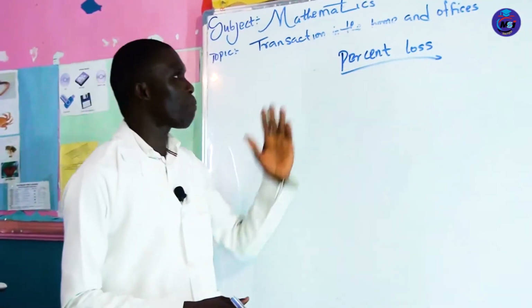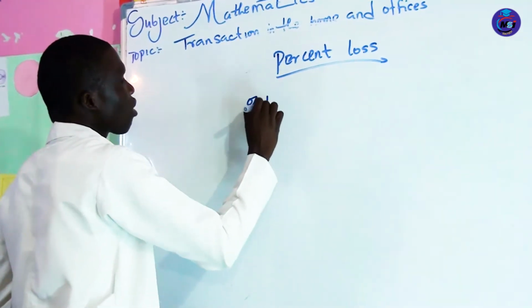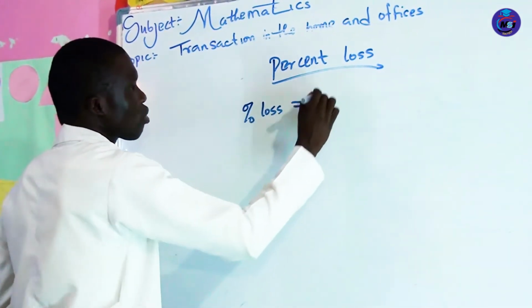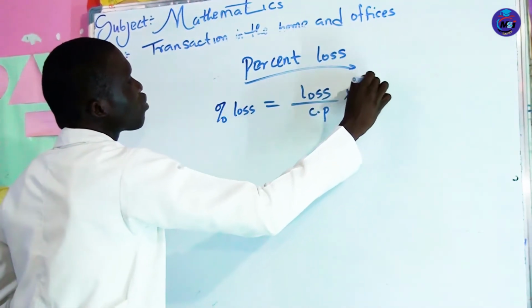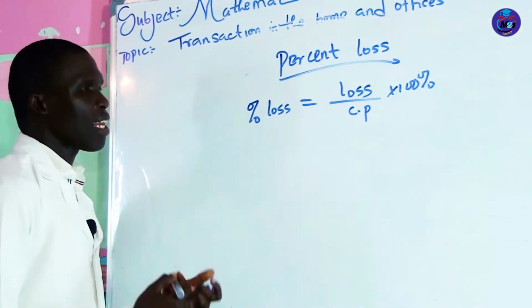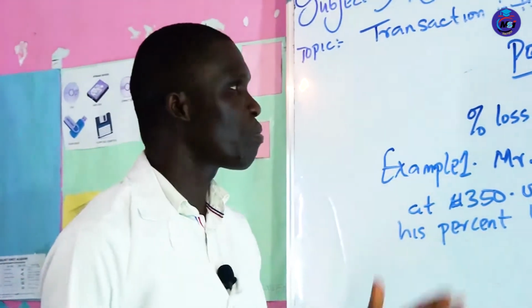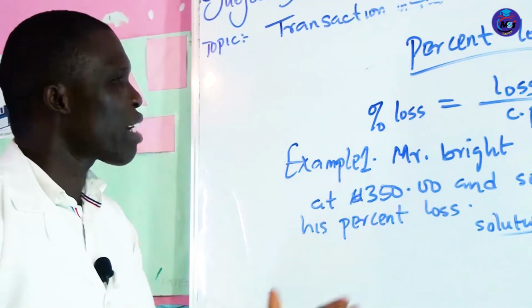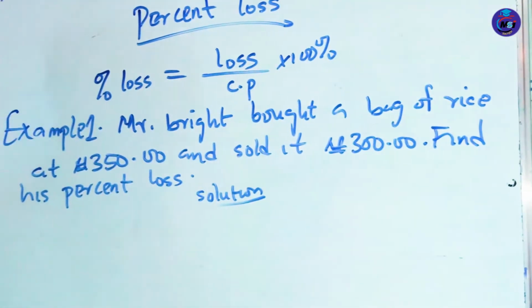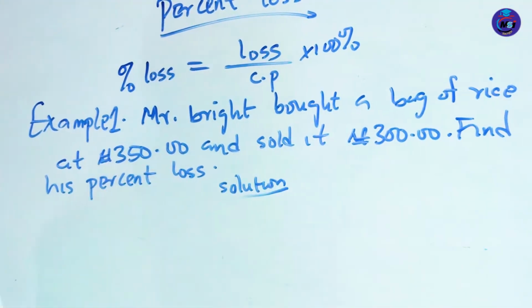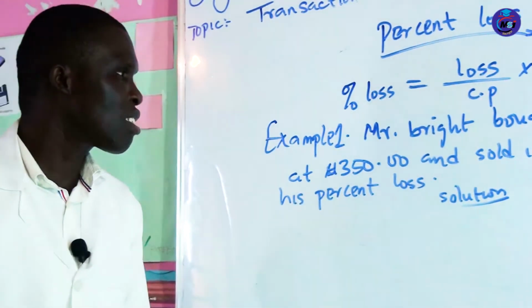Okay, now we want to look at percent loss. Percent loss equals to loss all over cost price multiplied by 100%. Okay, now let's see an example. Mr. Bright bought a bag of rice at 350 naira and sold it at 300 naira. Find his percent loss.